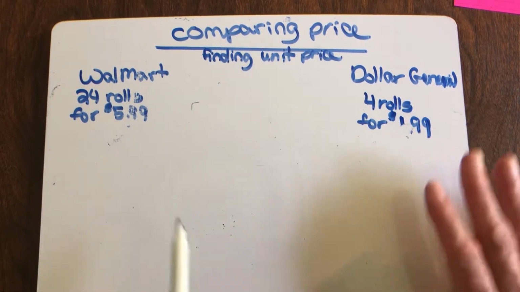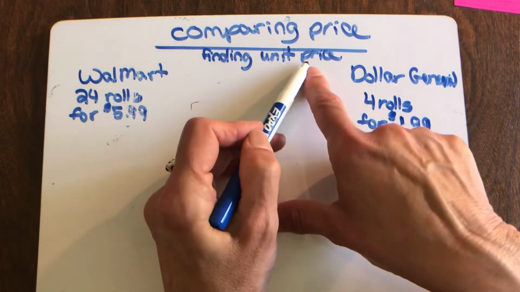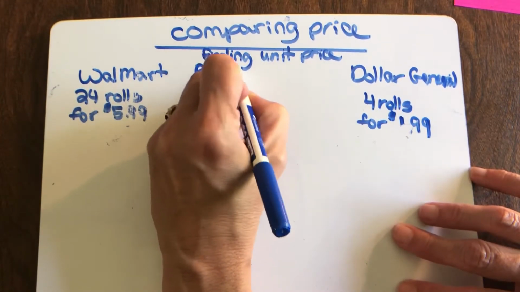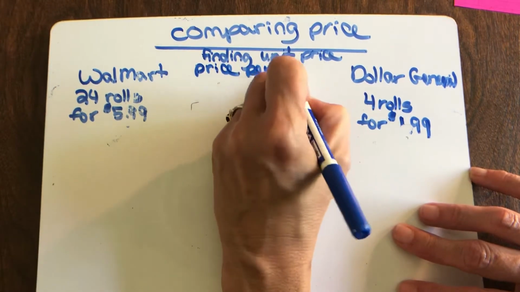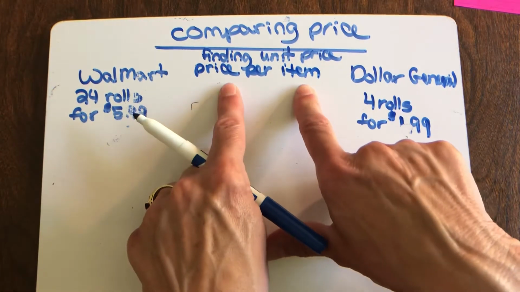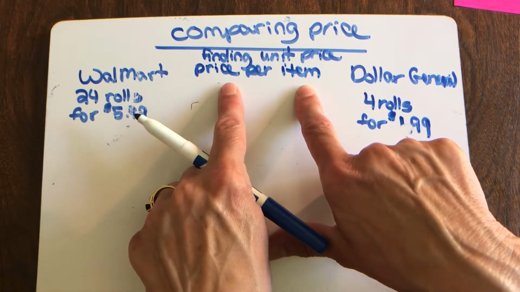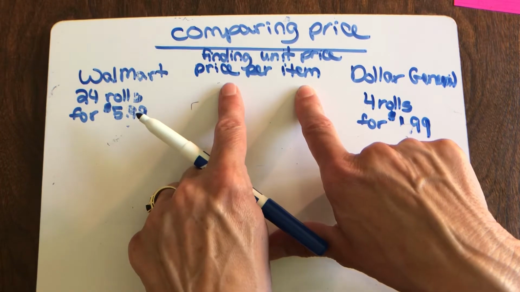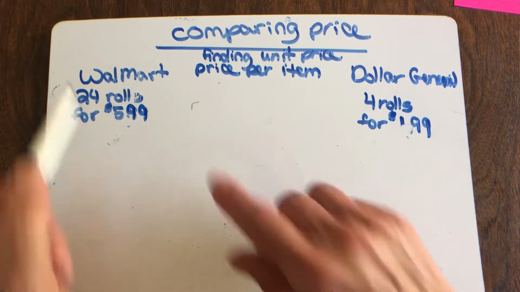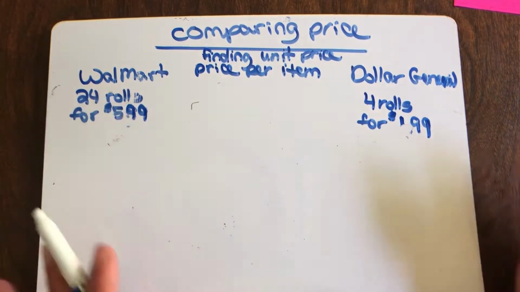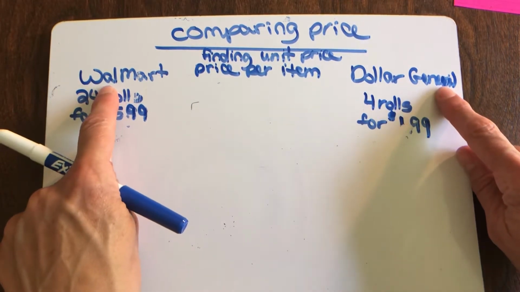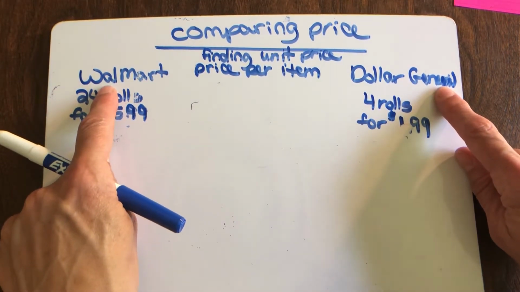Now let's talk about comparing price, like finding a unit price. So a unit price is the price, the amount of money per item. And what happens is, oftentimes we're buying things that are not an individual item. So my example I always use is buying toilet paper. If you're buying toilet paper and you want to find the best price and you're comparing Walmart and Dollar General, those are our two common stores that we talk about here.